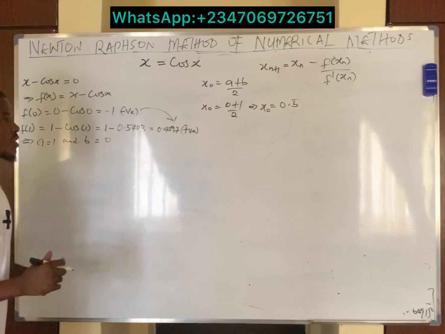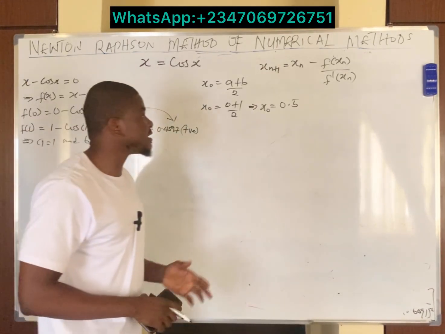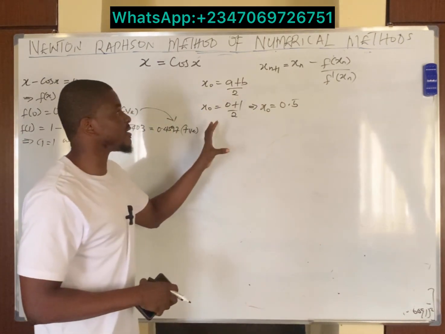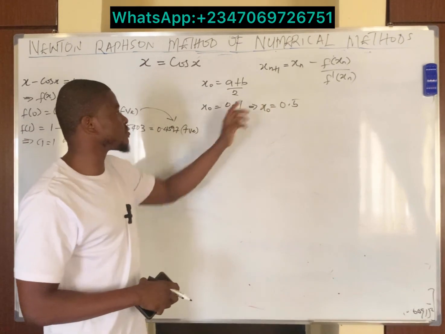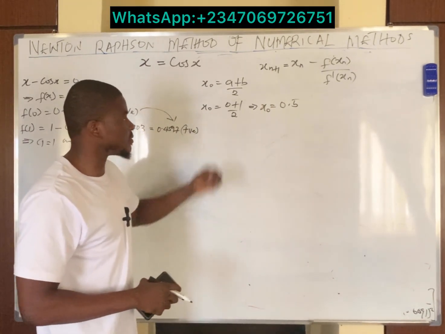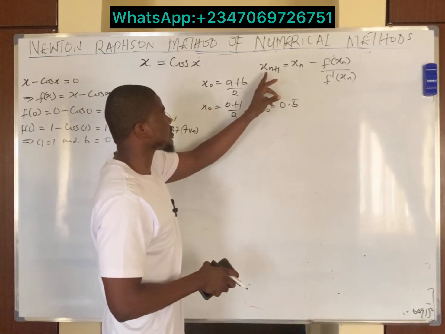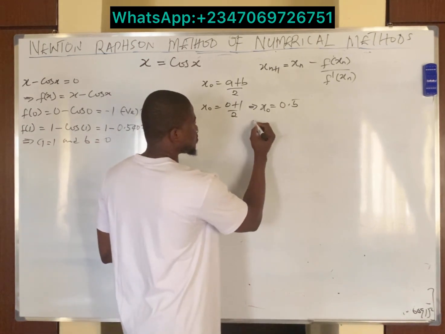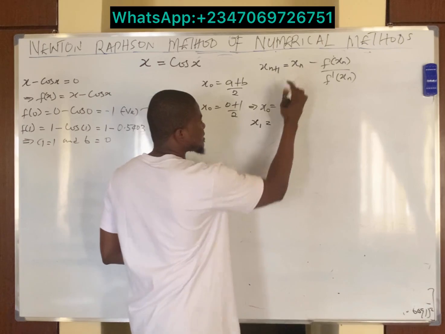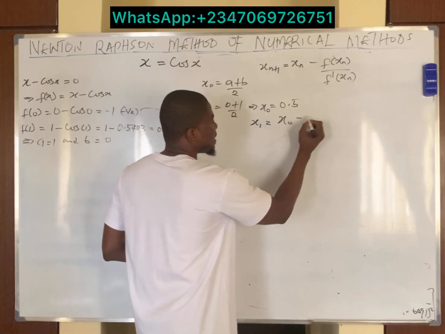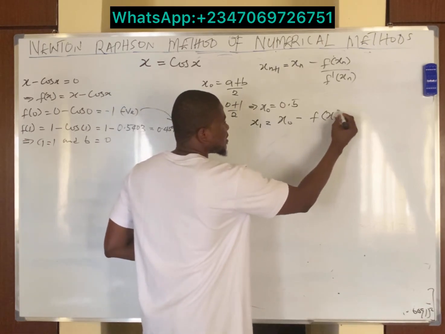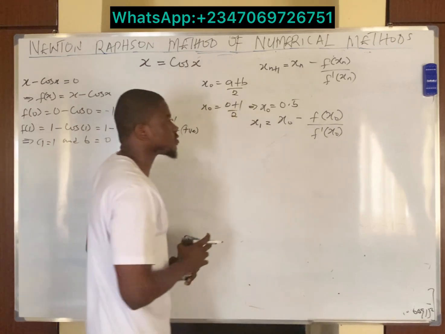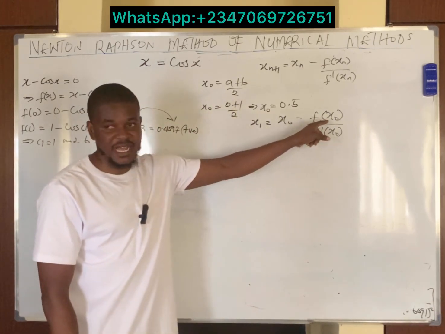Okay, having found 0.5, the next thing to do from the formula is to represent everything here to find the first root. So to get the first root, n has to be equal to 0. From here x_(n+1) becomes x_(0+1), and 0 plus 1 becomes 1. So that gives us our first root: x_1 equals x_0 minus f of x_0 all over f prime of x_0. So we need to find the value of the function at the initial guess.